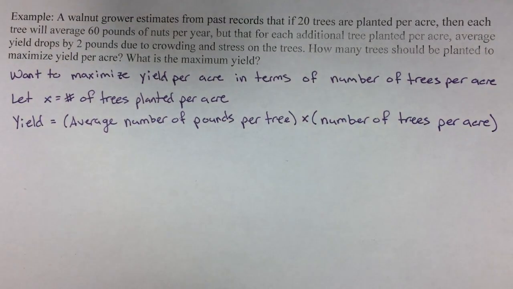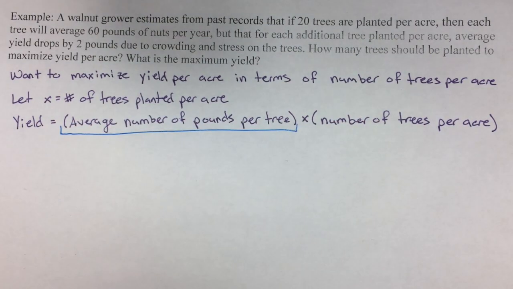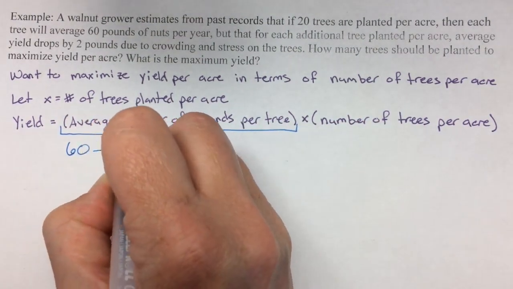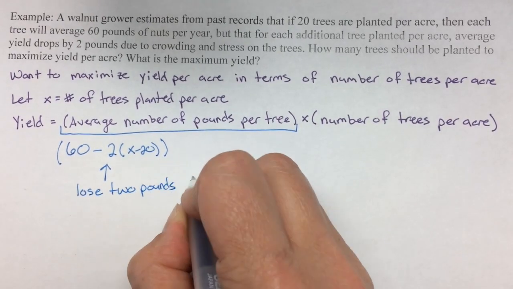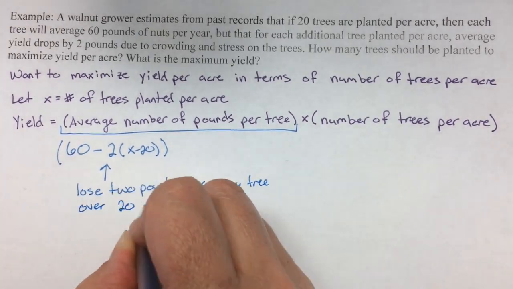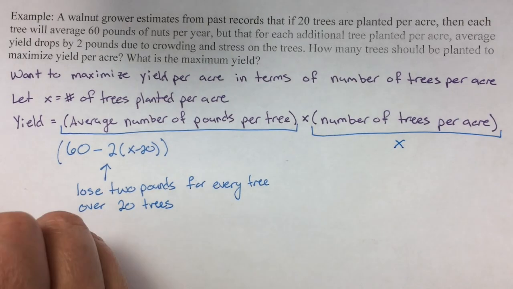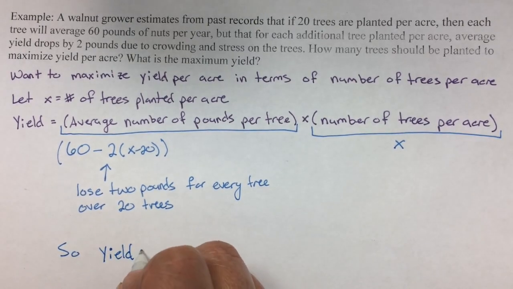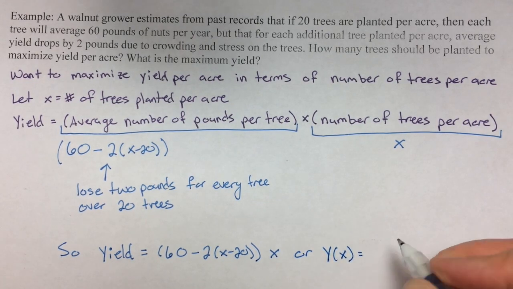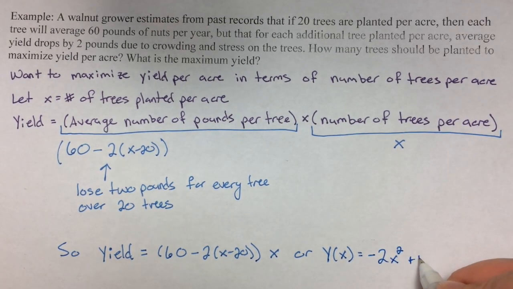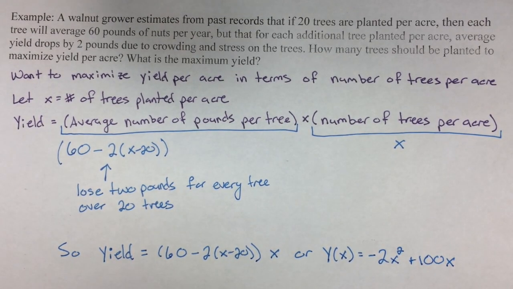To figure out the average number of pounds per tree, notice that we start with a baseline of 60 pounds, but we lose 2 pounds for every tree over 20. That gives us this little equation, 60 minus 2 times (x minus 20). The number of trees per acre is just x. So that means that our total yield becomes negative 2x squared plus 100x when we multiply those two expressions together.